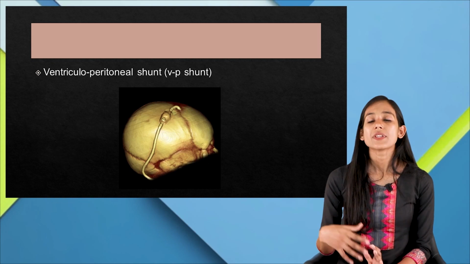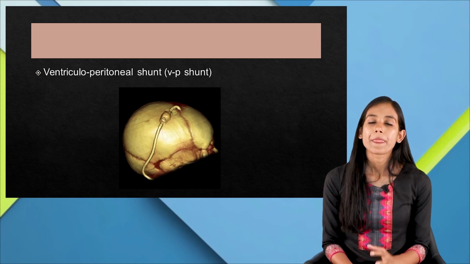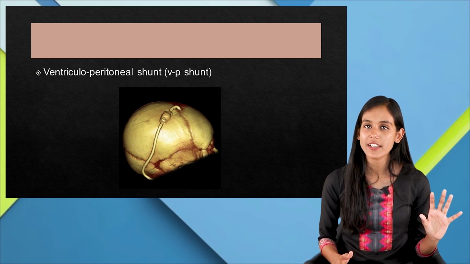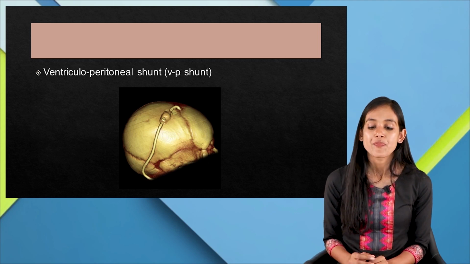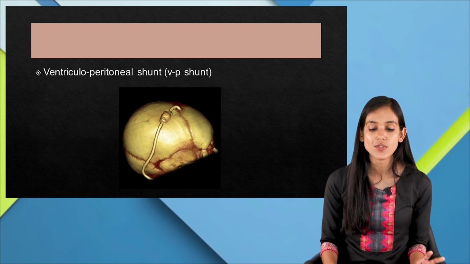Now we would see what the shunt surgeries are, right? Well, the first one is the ventriculoperitoneal shunt, right? Here you can understand from the name itself that this is between the ventricle and the peritoneal cavity, right? So here again we have three chambers, so three structures we can say.